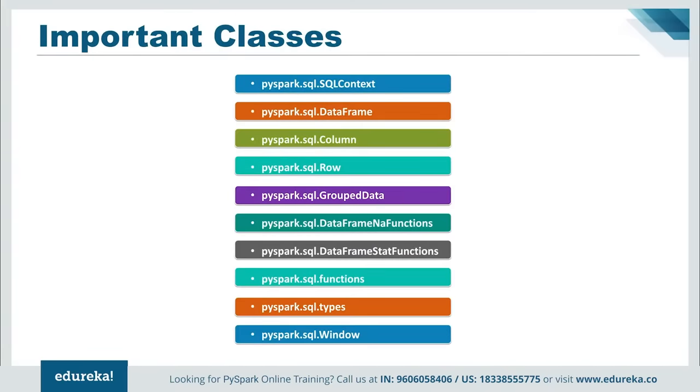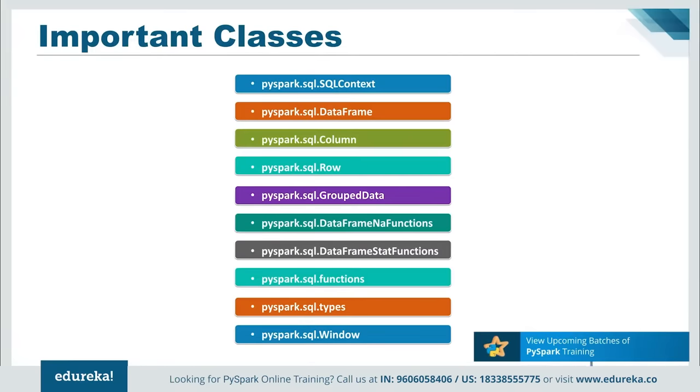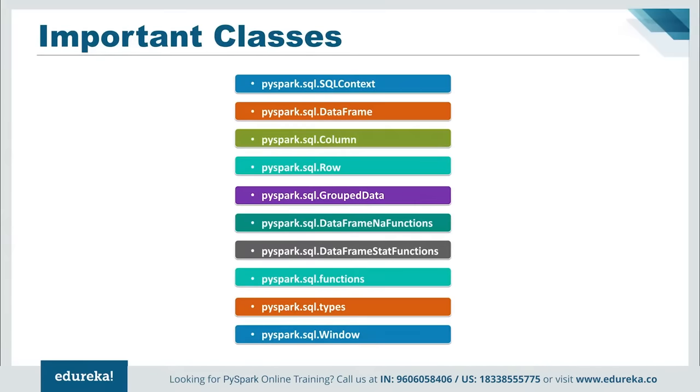So, let's have a look at the various important classes of data frames and SQL. We have pyspark.sql.SQLContext, which is the main entry point for data frame and SQL functionality. We have pyspark.sql.DataFrame, a distributed collection of data grouped into named columns. And we have pyspark.sql.Column, which is for column expressions in a data frame. Similarly, we have the same for Row. Next, we have pyspark.sql.GroupedData, which has the aggregation methods returned by DataFrame.groupBy. We'll learn more about these important classes later in the video.